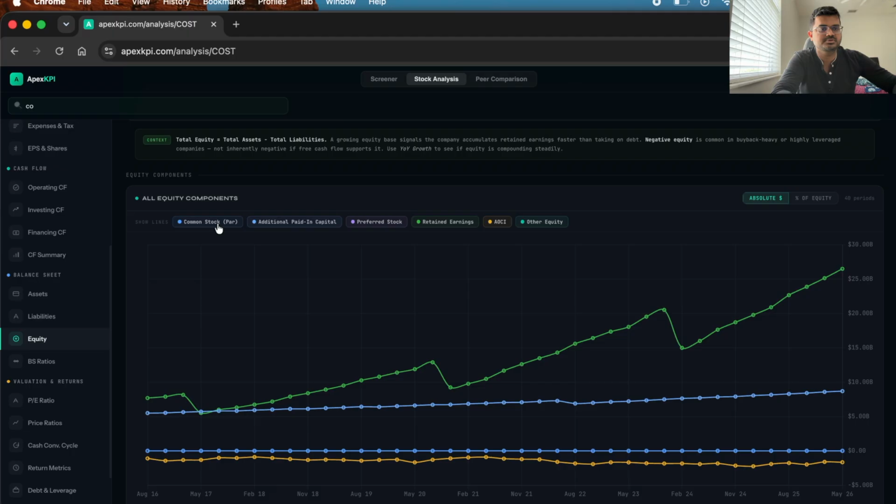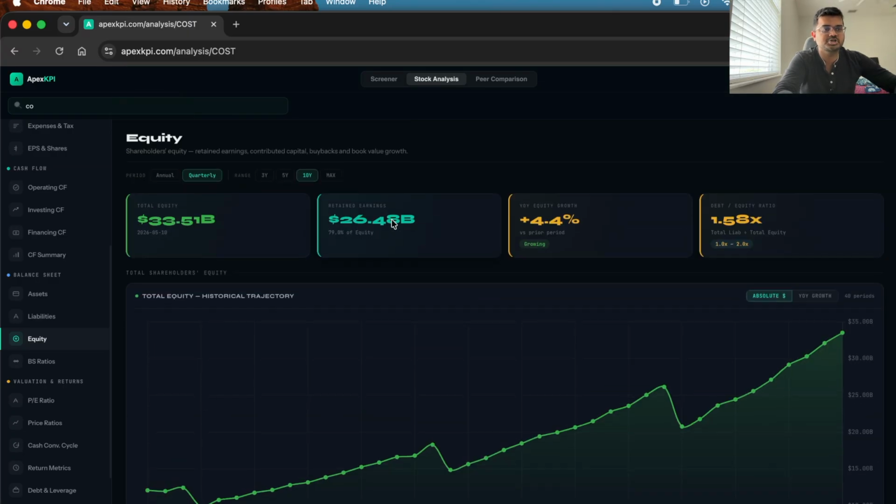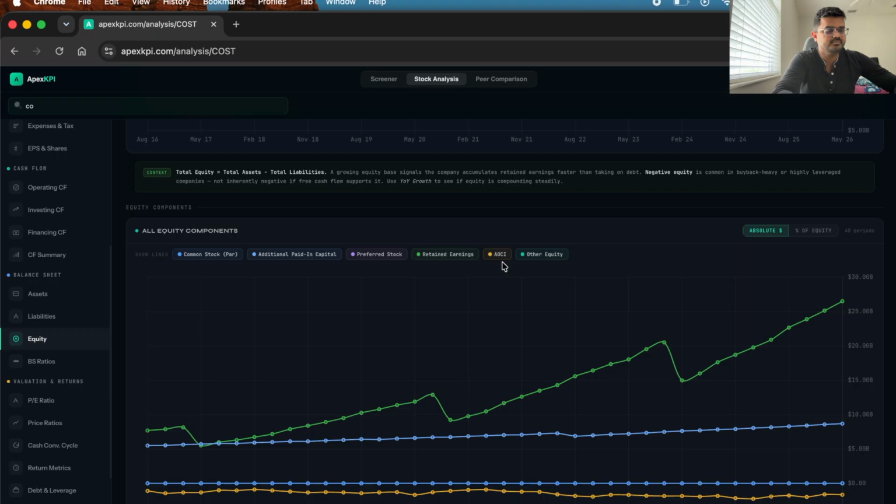Now let's understand what the components in the equity section are. There are six components. The first two, which go hand in hand, are common stock and additional paid-in capital. For any business, you would expect these two numbers. Third is preferred stock. Fourth is retained earnings, which contributes the majority of the equity for Costco. Fifth is AOCI, accumulated other comprehensive income, and the last one is other equity.